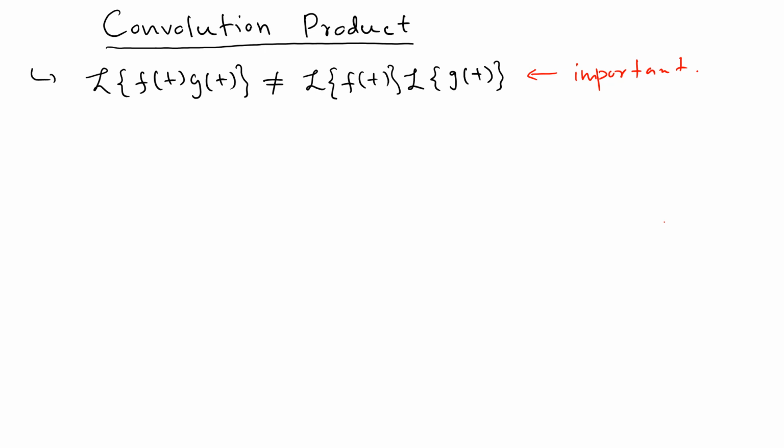So instead we have a result that we call the convolution product. So let's talk about the convolution product first. What do we mean by that? Let's go with the definition. The definition of the convolution product. Sometimes we just say convolution. So we can say convolution product or simply convolution.